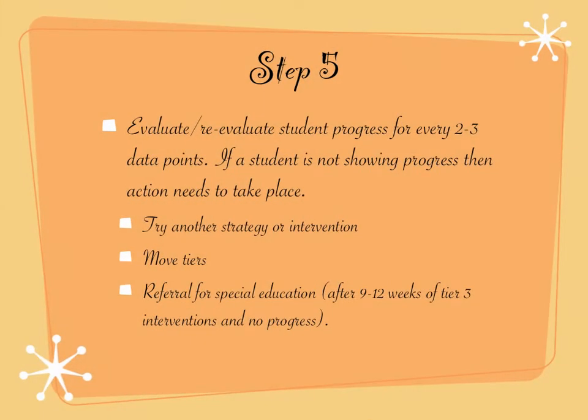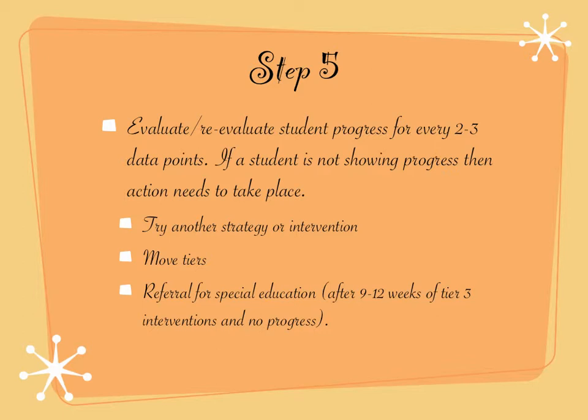Step 5 is to evaluate and reevaluate for that student progress. And you will want to do that for every 2 to 3 data points, so that if you see a child going down in their data points, then you will need to change up the instruction, because that instruction is not working for that student. So if you've got another strategy, if you've got another program that you could use, I would recommend that.